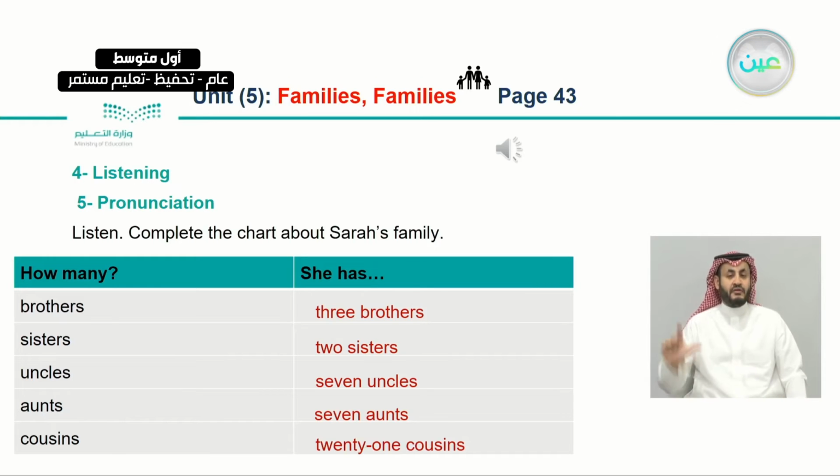How about the cousins? 21 cousins. And actually you can tell it's a big family. Brothers, sisters, uncles, aunts, cousins. So it's probably more than 1. Let's listen now one more time to the audio.